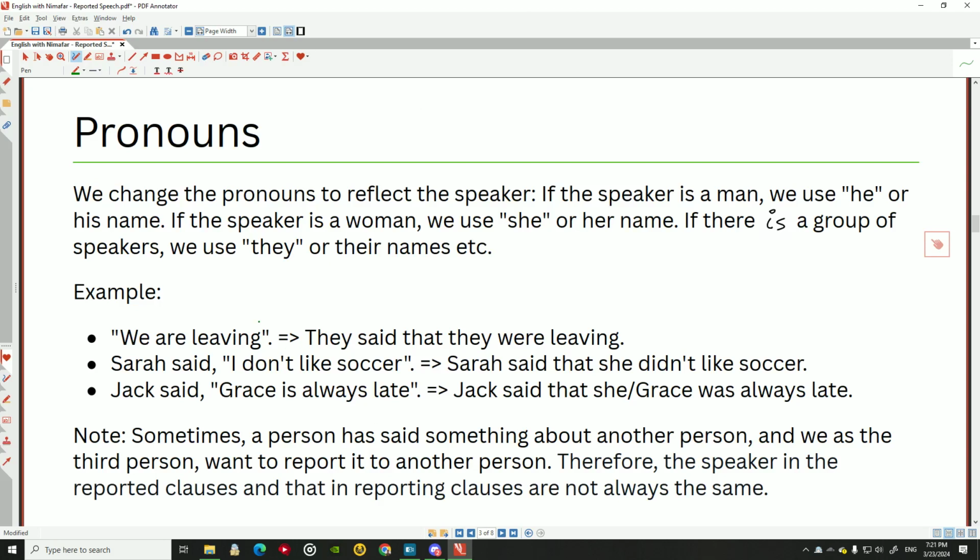Pronouns. We change the pronouns to reflect the speaker. If the speaker is a man, we use "he" or his name. If the speaker is a woman, we use "she" or her name. Or if there is a group of speakers, we use "they" or their names. "We are leaving." They said that they were leaving. Sarah said, "I don't like soccer." Sarah said that she didn't like soccer. Jack said, "Grace is always late." Jack said that Grace was always late.